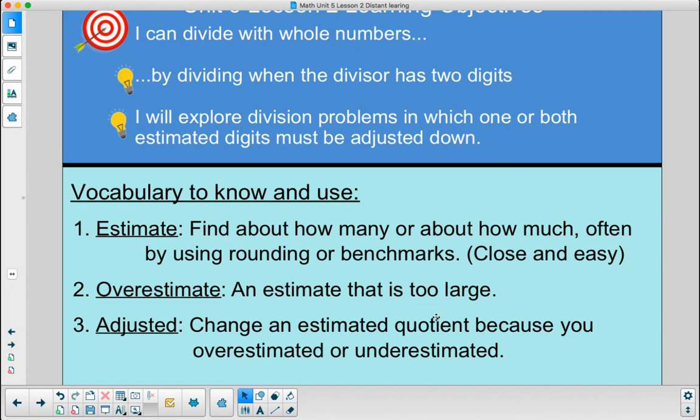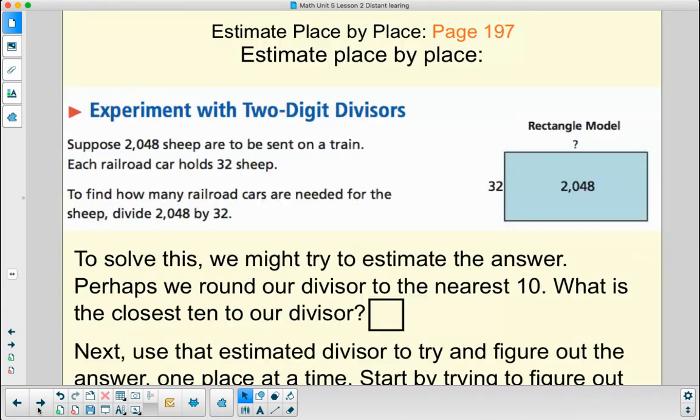So what we're basically going to be doing today is learning how to estimate because we don't know our facts through 99. Those aren't basic facts anymore. Estimating place by place. So we have this math situation. Suppose 2,048 sheep are to be sent on a train. Each railroad car holds 32 sheep. So I can put 32 sheep in a car and I have 2,048 sheep.